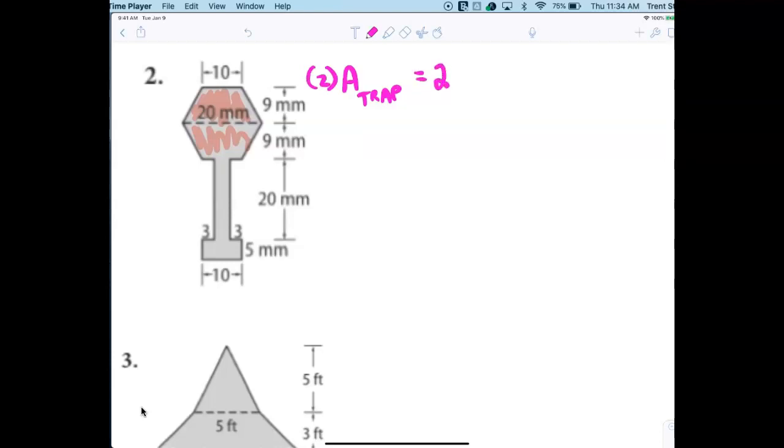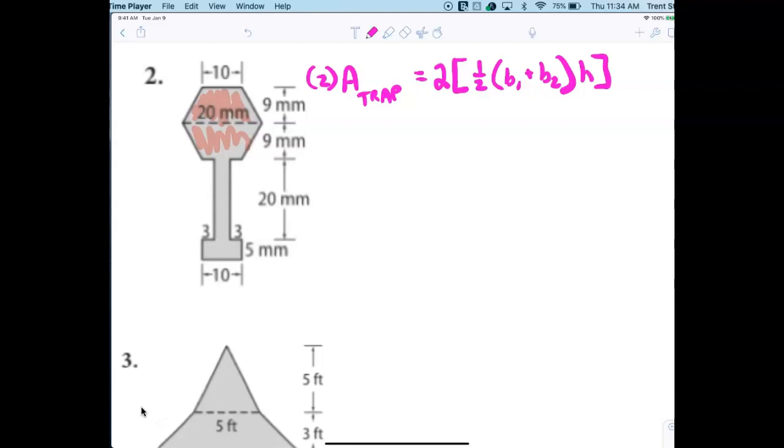Now watch what I'm doing. 2 parentheses 1/2 base 1 plus base 2 times the height. That's what I need everybody to write down. Everybody agreed? What are you confused about? I don't get how you. So is it just going to do 2 trapezoids?